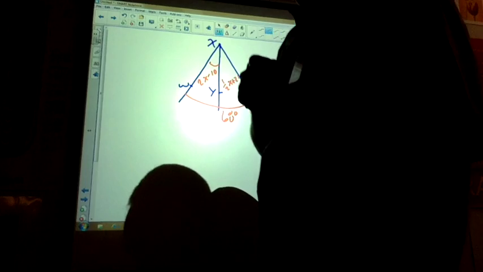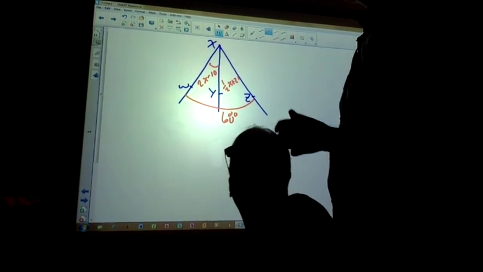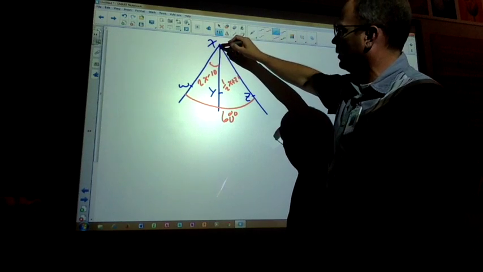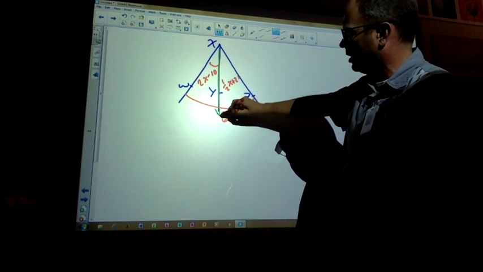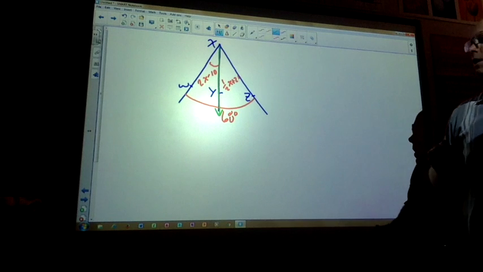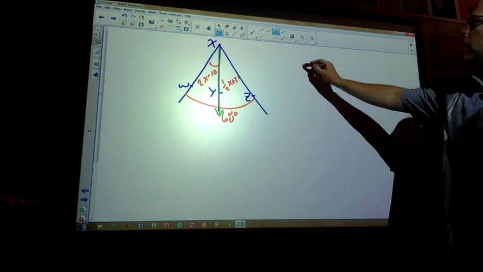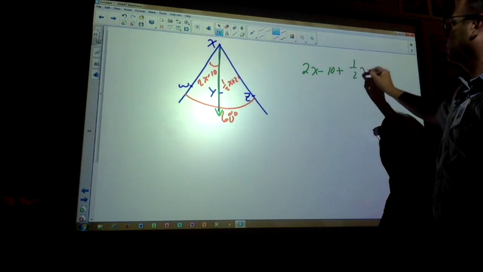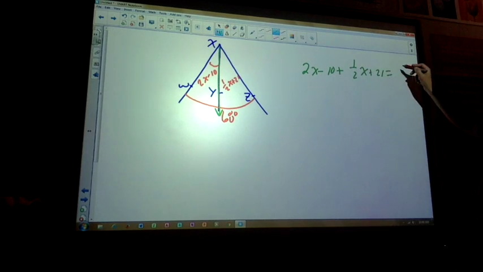And then, okay, find x and determine if XY. So they want us to tell them once we do our math if this bisects our angle. We don't know that yet, but we know that we have two angles, one being 2x minus 10 and the other one being 1/2 x plus 21. They will have to equal 68 degrees. Is that okay?